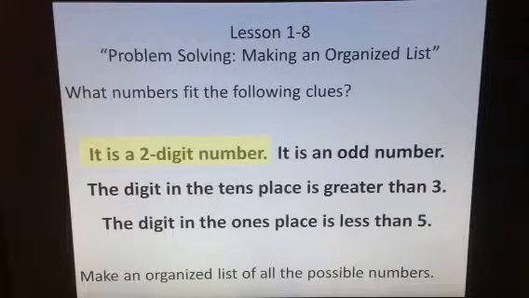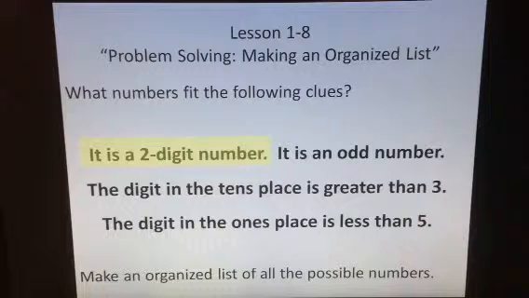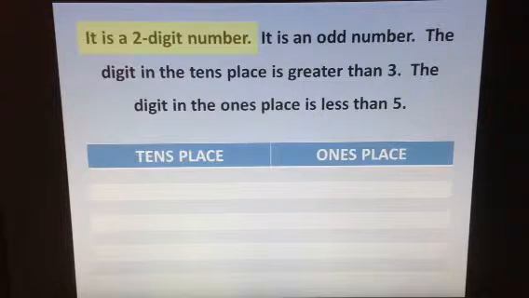Okay, so when I look at a tough, complicated question like this, I like to think about it sentence by sentence and ask myself, what does each sentence tell me about how to make my list and how to solve the problem? Here I've highlighted the first sentence. It is a two-digit number. What does that tell me about how to set up my list? It lets me know that I need to have two columns in my list, one for the tens place, one for the ones place.